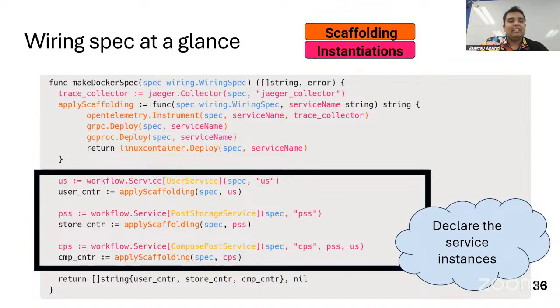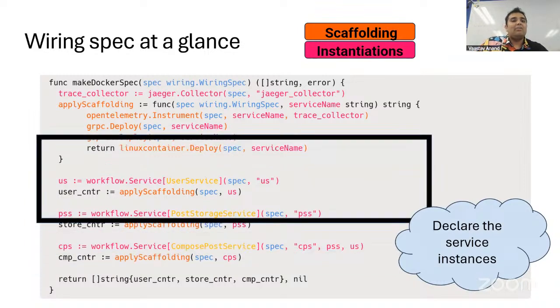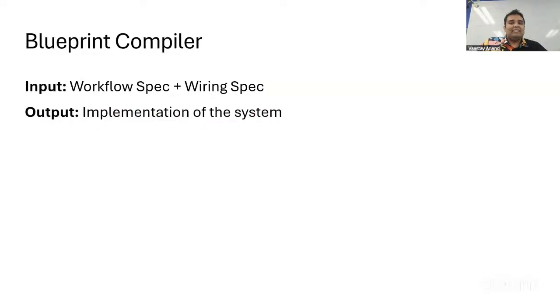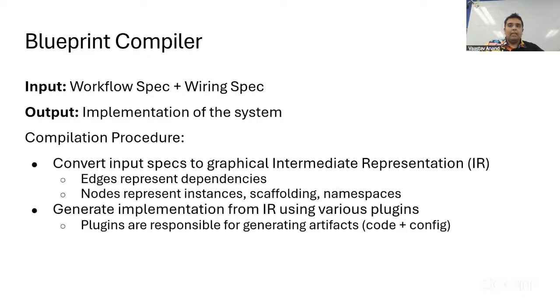Once we have declared the instances, we can then apply scaffolding to each service so that we can actually get a full variant, or a full IR representation of this variant, for the system. Blueprint compiler converts these input specifications into a generated implementation of the system. The compilation takes place as follows.